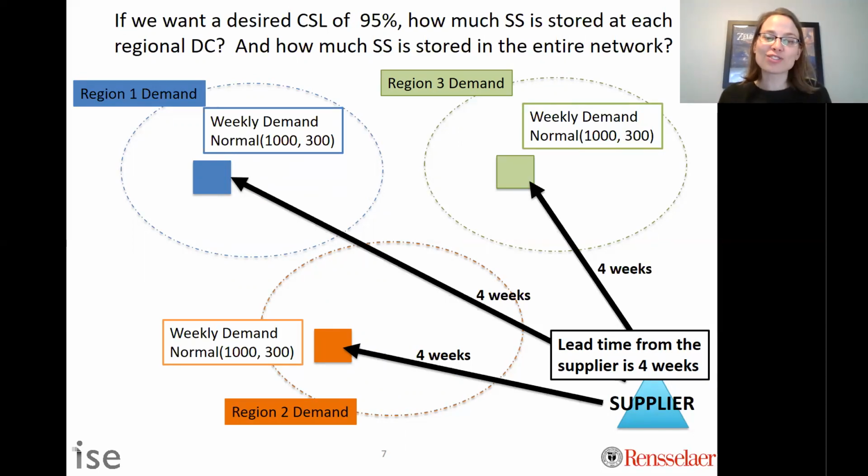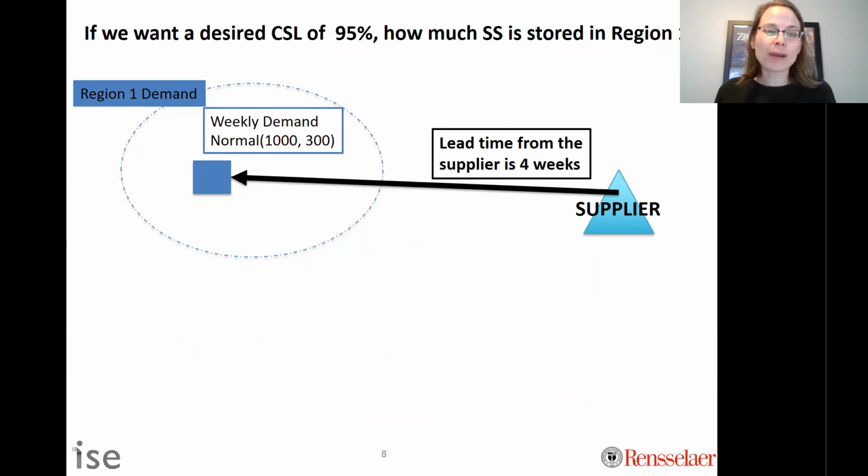And so another thing to note is if I look at region 1 or region 2 or region 3, because they're independent and they each store their own inventory, we can study region 1 by itself, and then study region 2 by itself, and then study region 3 by itself, and sum them together. So let's start by looking at region 1. So if we ask ourselves this question, we want a desired cycle service level of 95%. How much safety stock is then stored in region 1?